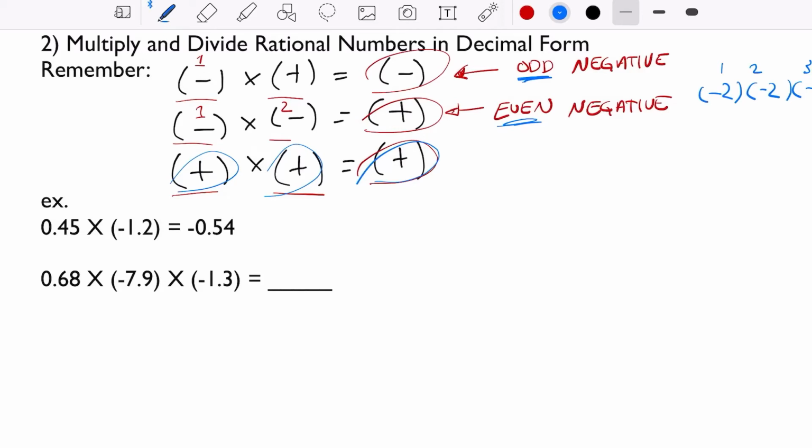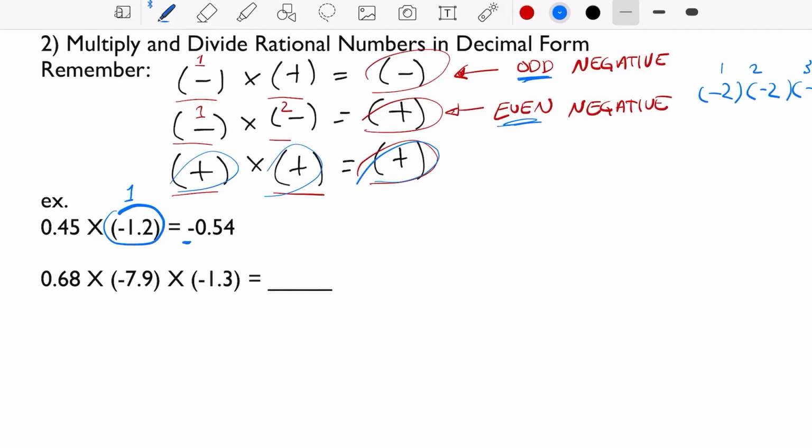If we did that times -1.2, we get -0.54, and that's because there is one negative in the question, so that's why the answer is negative. There's an odd number of negatives, and so that's why the answer is negative.